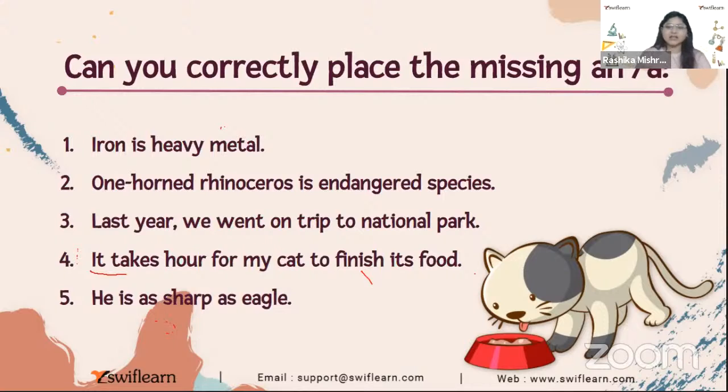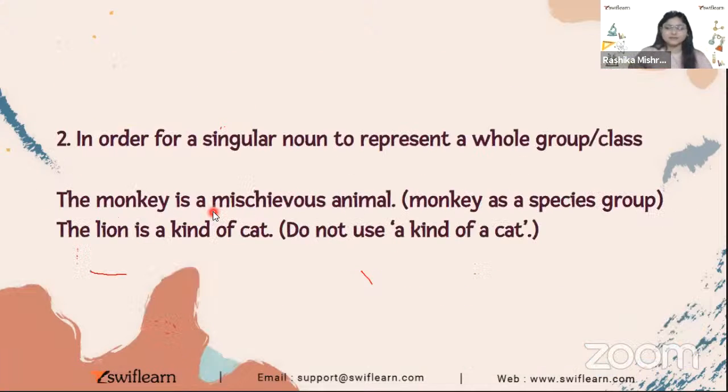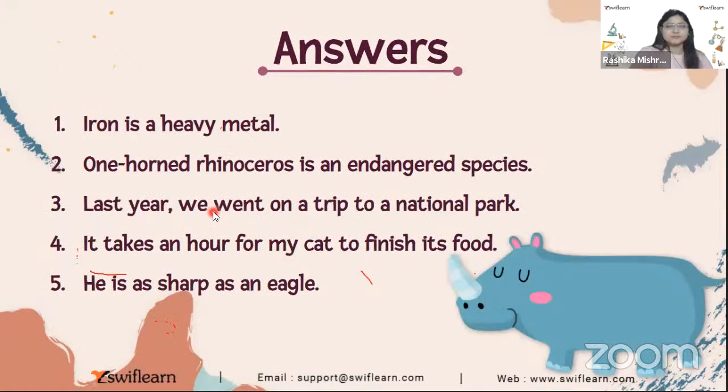So what will be the answer to the first one? Iron is heavy metal. Can anybody tell what will be the suitable answer here? Iron is heavy metal. Okay.